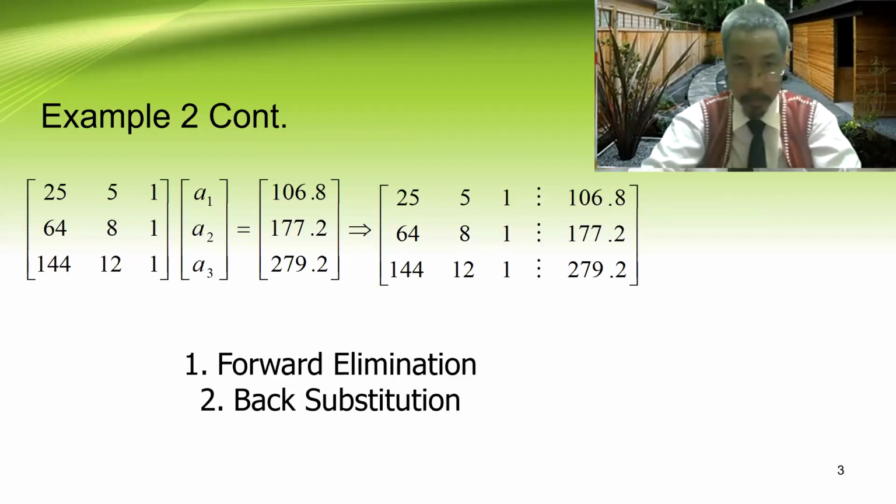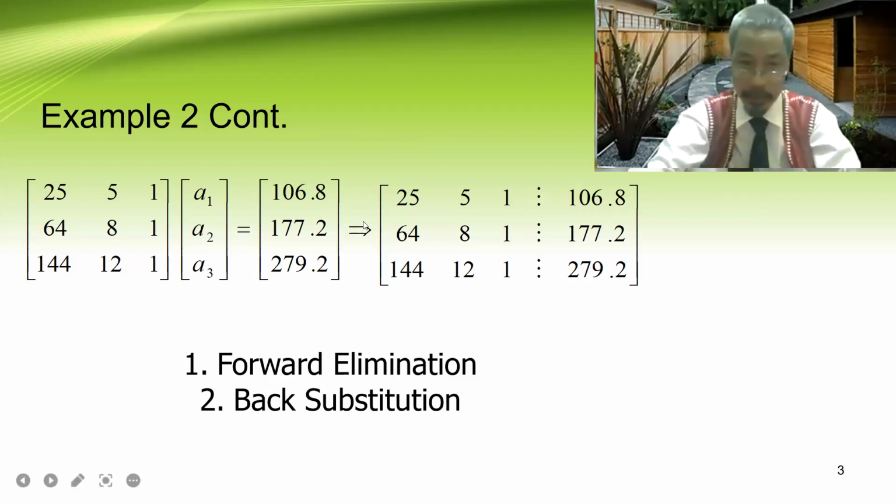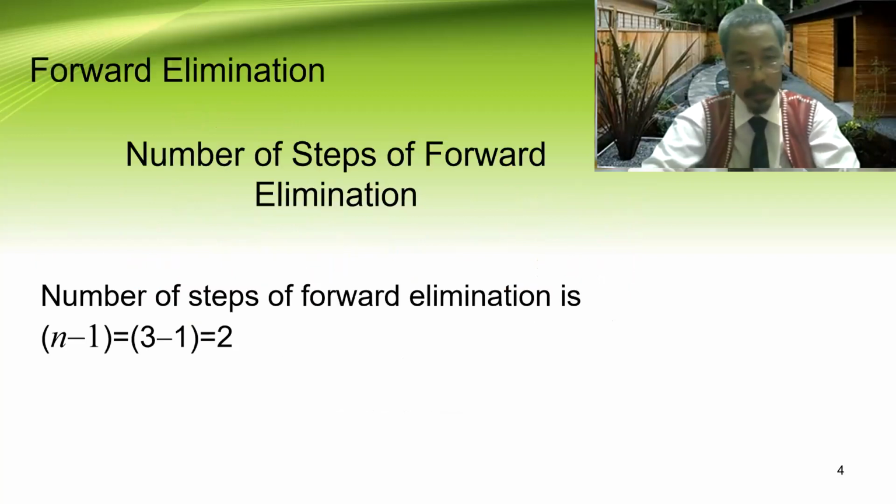So let us start with forward elimination. Then after which we're going to do the backward substitution. To simplify the writing of the problem, we are actually implementing the extended matrix format. The number of steps of forward elimination is n minus 1, so n is 3, therefore there are 2 steps for forward elimination.